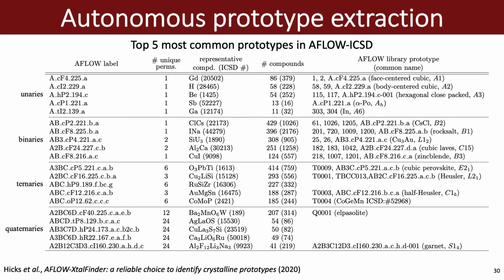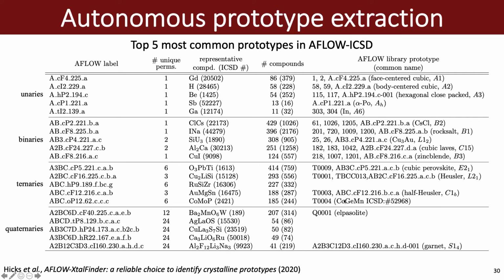And so why is this important? With this, we've been able to determine the number of unique compounds that exhibit a particular structure. We determined what the AFLOW label was. We determined what the unique permutations were with the permutation calculator. And then we were also able to match to any existing prototypes in the AFLOW.org or the AFLOW Crystal database.